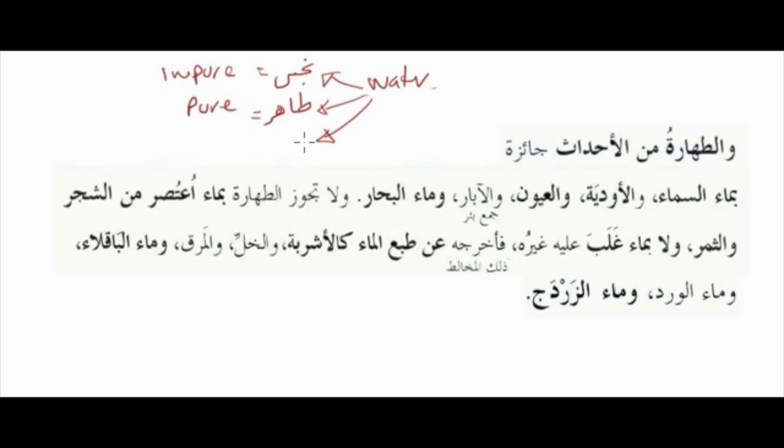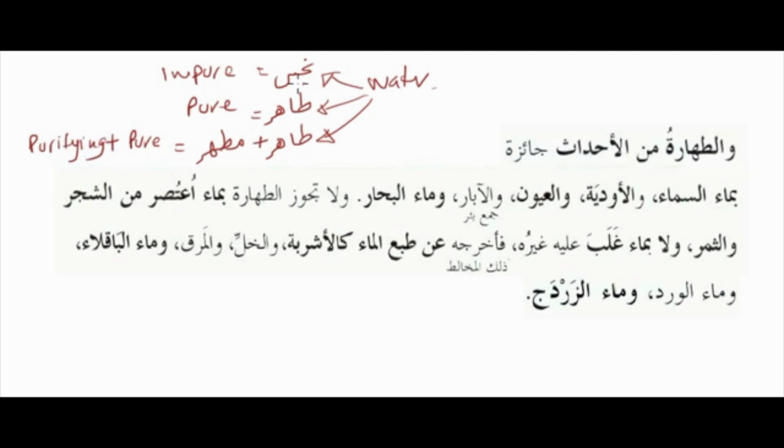Imam Qudoori Rahimahullah here wants to explain to us those types of water that we're allowed to purify ourselves with, our bodies with. What you have to remember before going into this is that water can be of three types. Water can be najis, which means impure; water can be tahir, which means pure; and water can be tahir and mutahir, pure plus purifying.